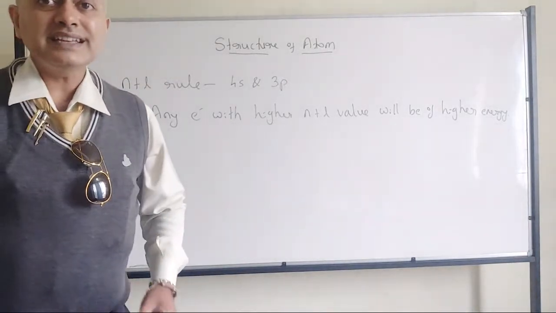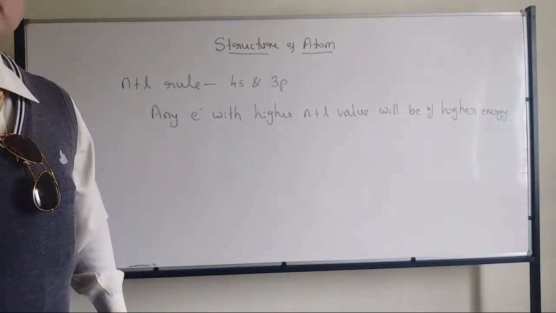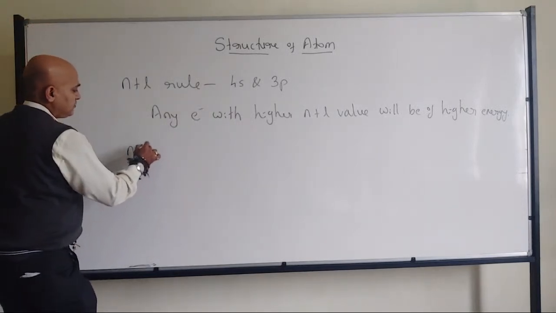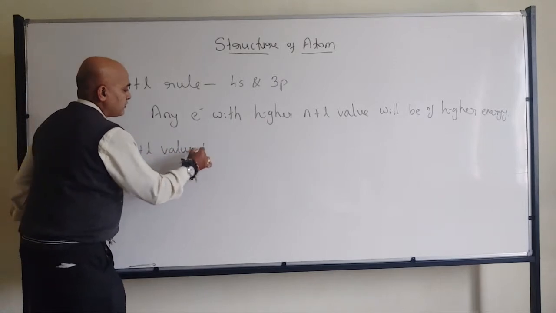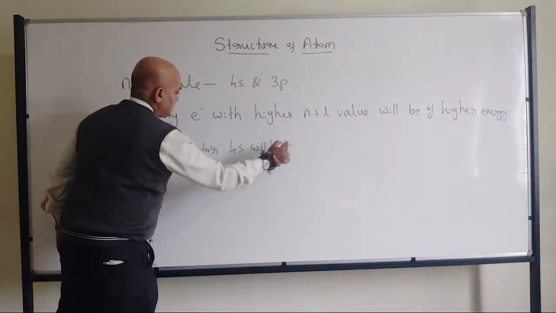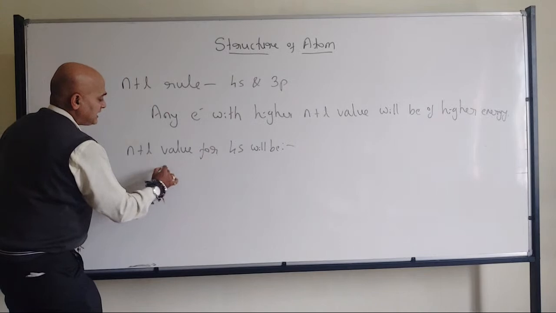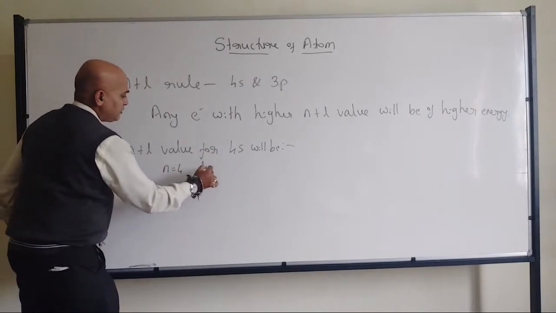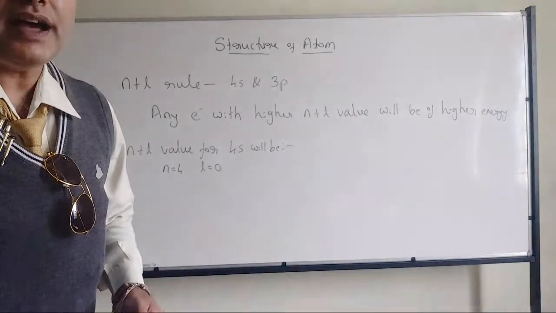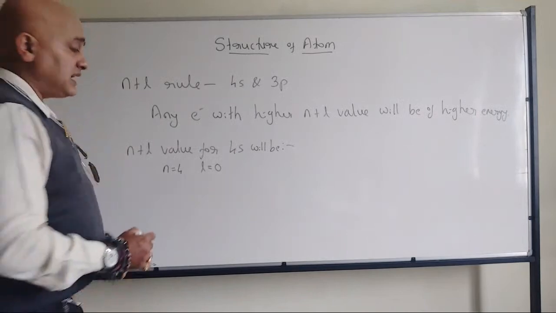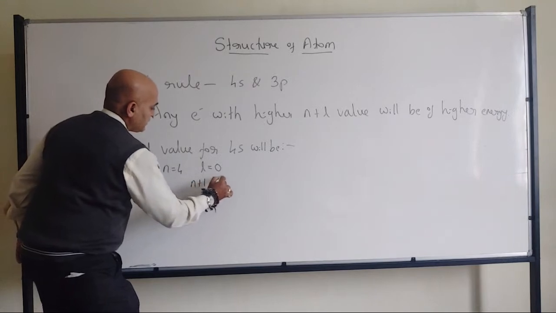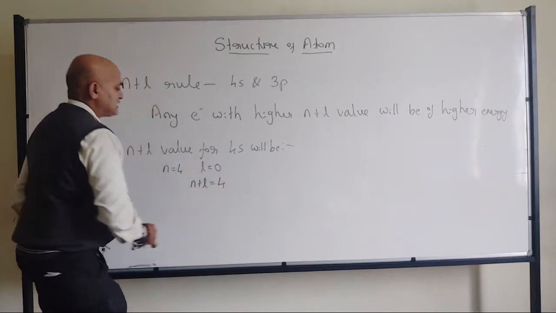So 4s and 3p, if we consider, we have seen the n plus l value for 4s. What is n value? n is equal to 4. What is l value? l is equal to 0, because s subshell will have the 0 value. So that's 4. That's why n plus l value for 4s is 4.